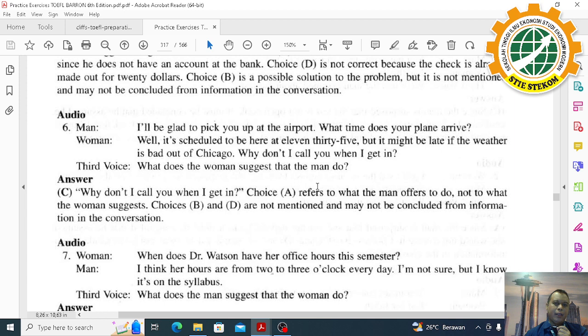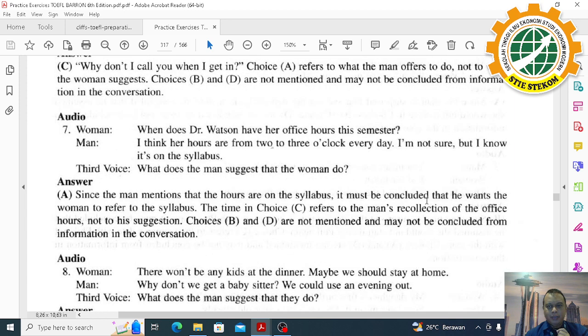Number 7. "What does Dr. Watson give as her office hours this semester?" "I think her hours are from 2 to 3 o'clock every day. I'm not sure, but I know it's on the syllabus." What does the man suggest that the woman do? Okay, since the man mentioned that the hours are on the syllabus, it must be concluded that he wants the woman to refer to the syllabus. Yeah, it's on the syllabus, so the woman should look at the syllabus.